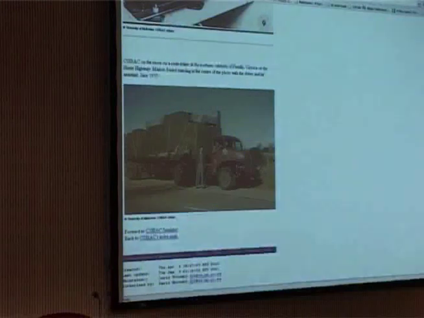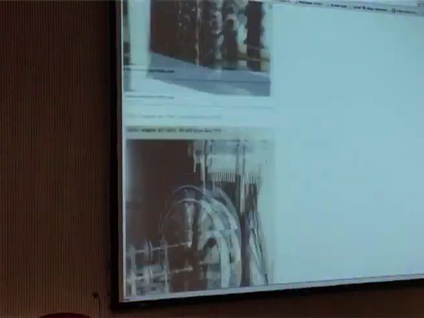Oh, that's a nice one. You see what it means to have a LAN party with a computer. Tough guys.